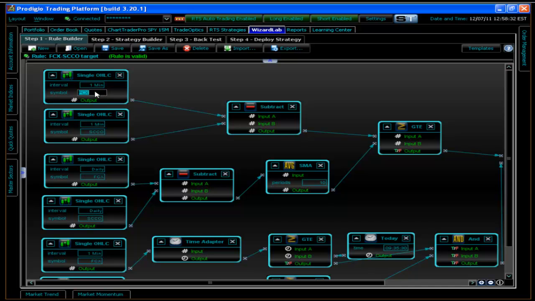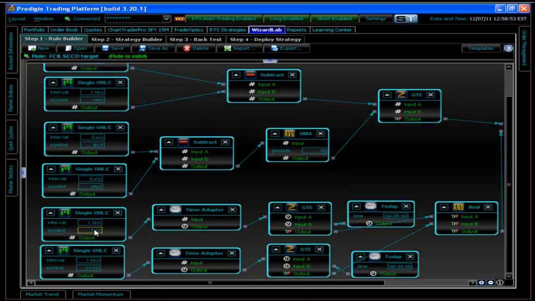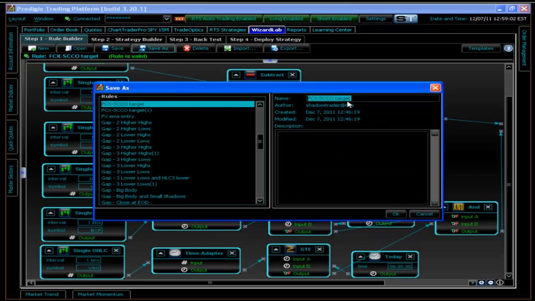So in this case, we're going with BXP, and we want to go VNO, and again, BXP, and VNO. Oops, that's VX, so Vino. And again, down here in our time adapter, we want to go BXP. And down here, we want to go VNO. And now we've got our target set. And again, let's just save as, and let's call that the BXP VNO target.